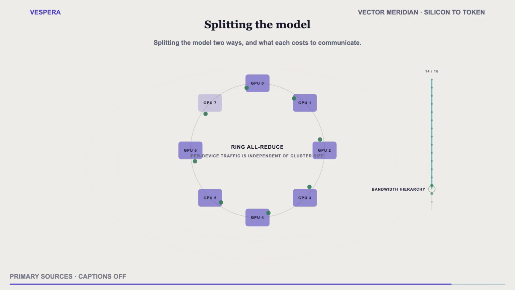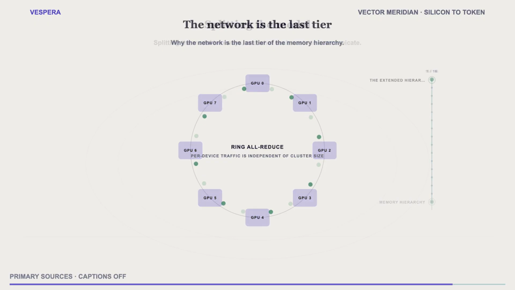Which is the point I want to leave this beat on. The parallelism strategy of a frontier training run is a map of the interconnect. The software layout is a picture of the cabling. Somebody's model architecture is shaped by which wires happen to be fast. And that is the memory hierarchy again, one tier further out, deciding the structure of the thing being built, which makes the network the last tier of the memory hierarchy. And it behaves exactly like every other tier we have studied.